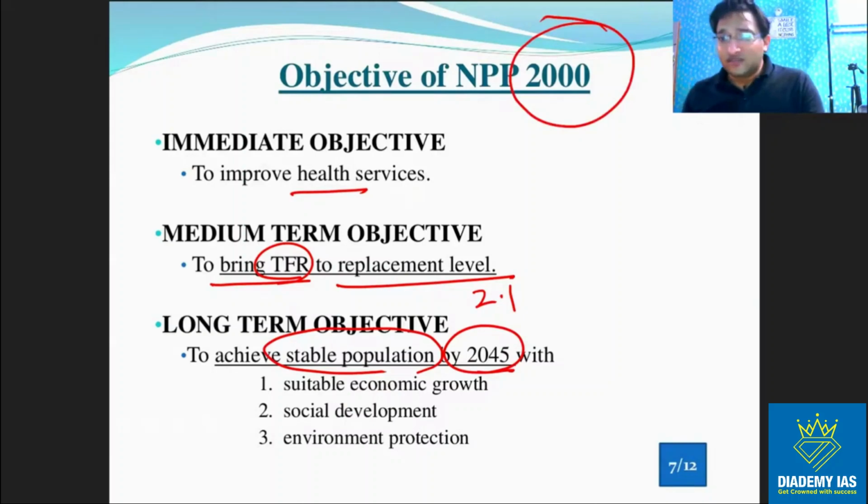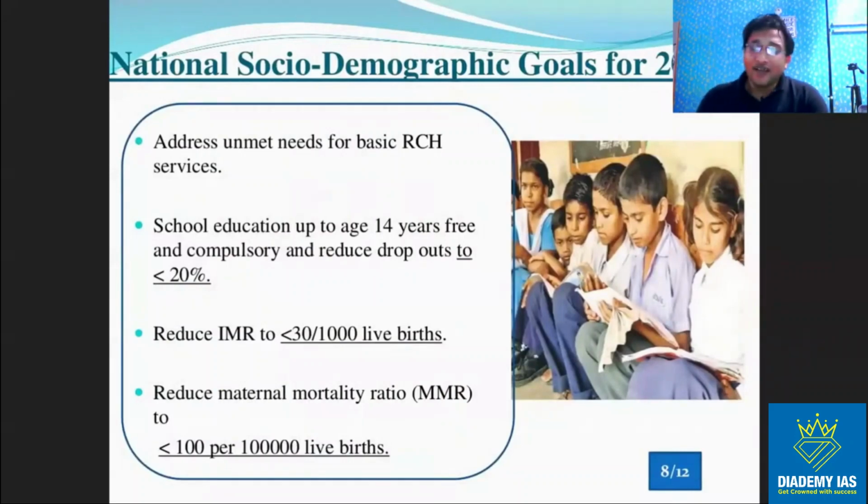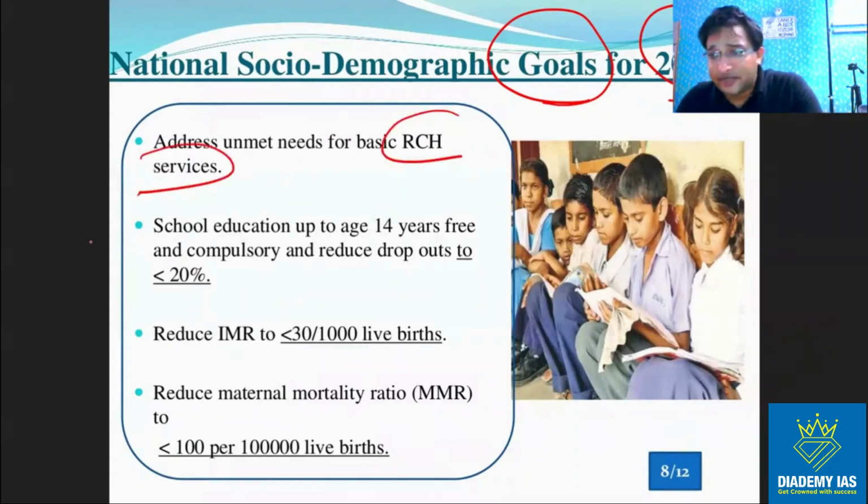The long term objective is to achieve a stable population with a suitable level of economic growth and social development in the form of education, health, skills, and environmental protection, so that there is no overburden on the resources. What are the goals till 2010? 2010 तक के गोल थे ये, वो आउटडेट हो चुके हैं। ठीक है, address the unmet needs for basic RCH services. RCH services means contraception, etc. RCH means reproductive and child health care.